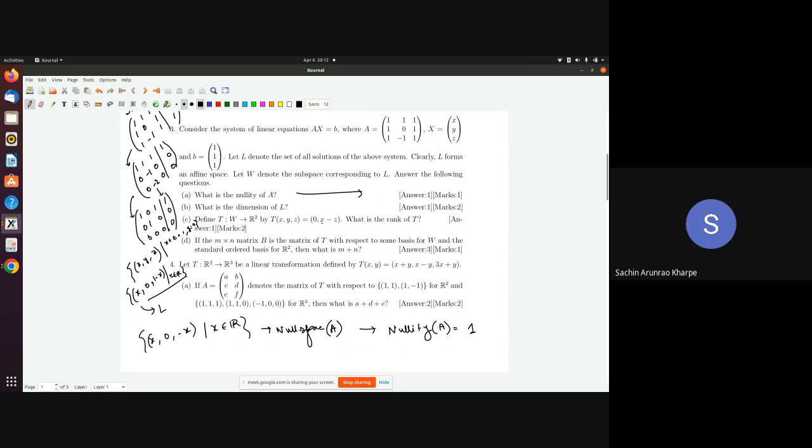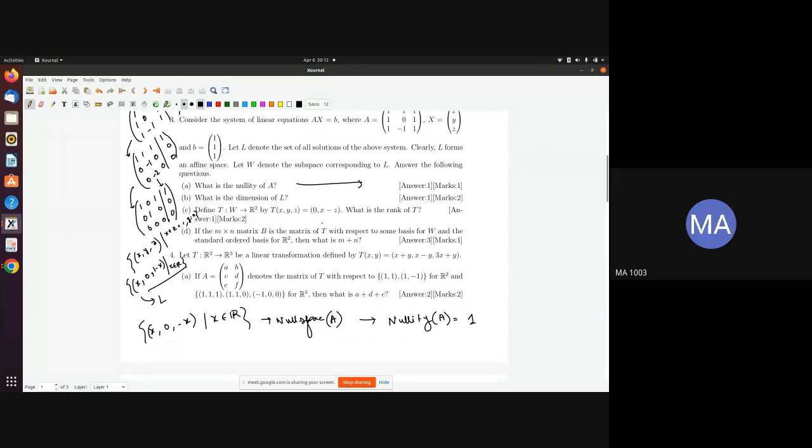Second one, sir, I wrote 2. So I'm going to the second one. L is what I have calculated: L is (x, 0, 1 minus x). Now this is an affine space because you see that (0, 0, 0) is not in this space, right? But I can write this as (0, 0, 1) plus our null space of A, right?